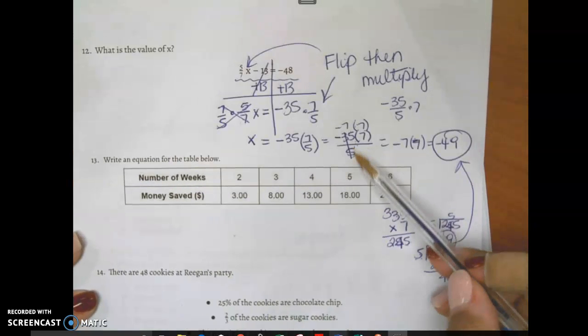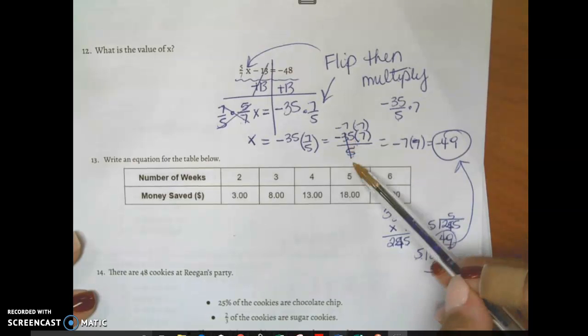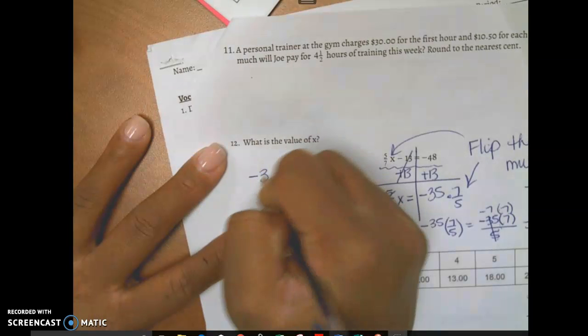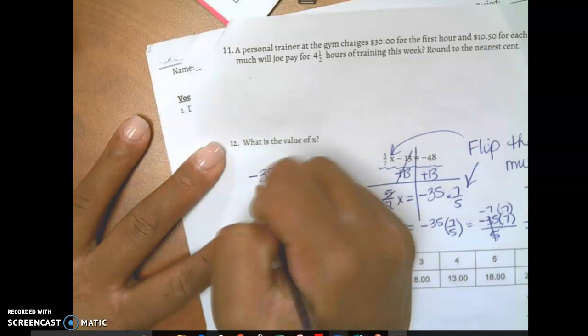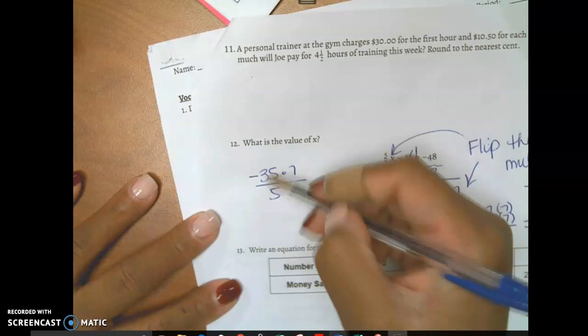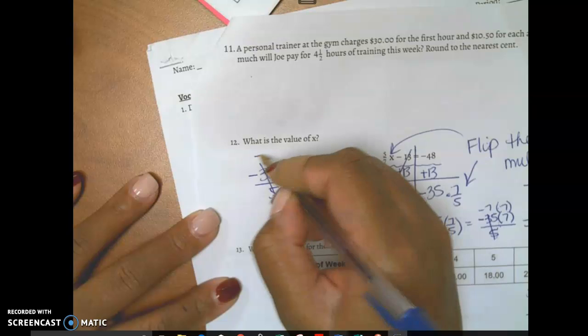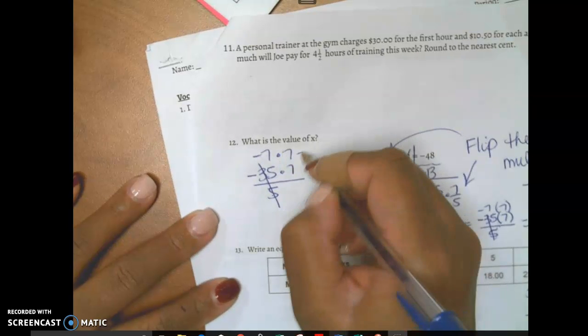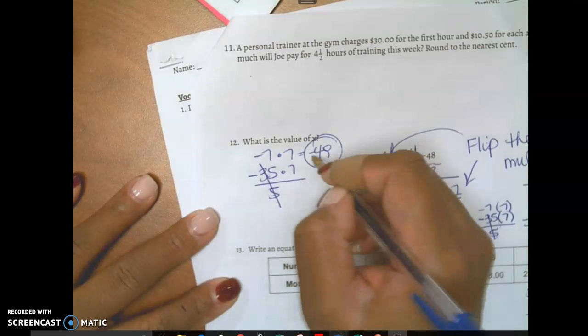Here, I am simplifying. I'm doing the division because this is easy. This is -35 times 7 over 5. These can cancel out, and I'll be left with -7 times 7 is -49. Done.